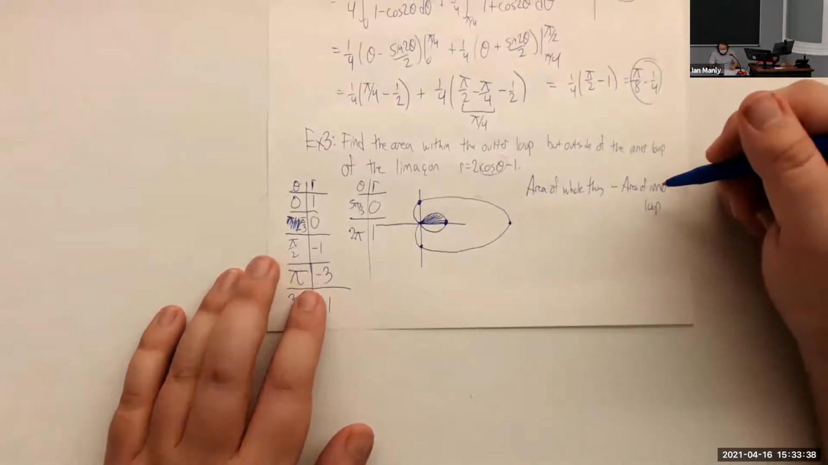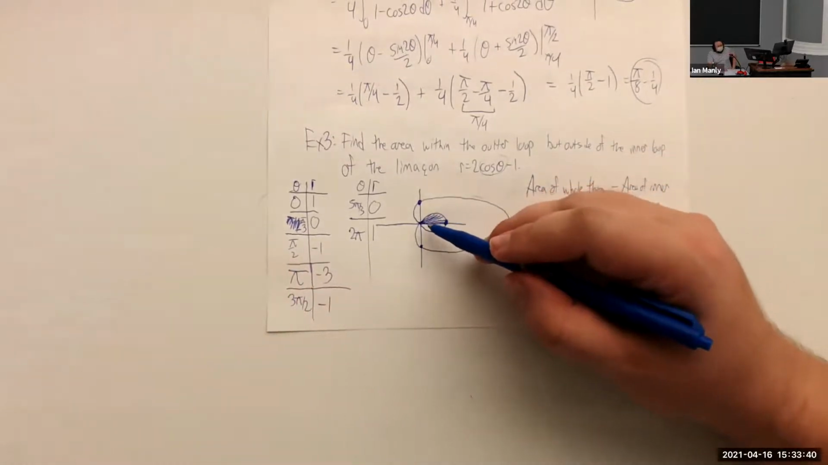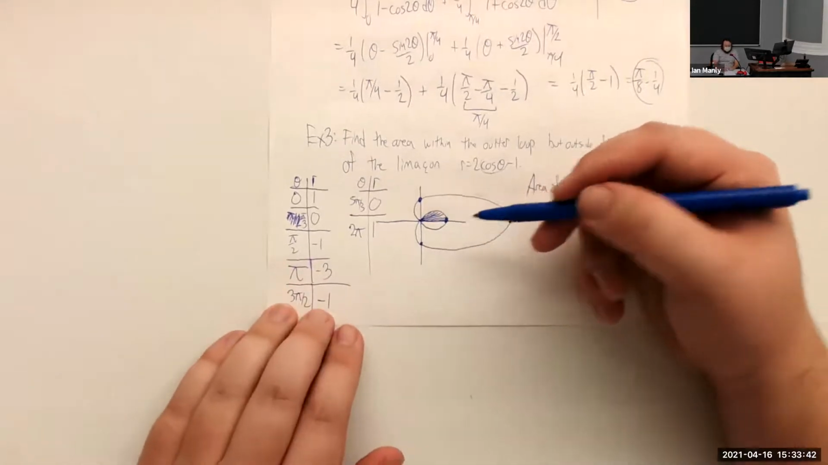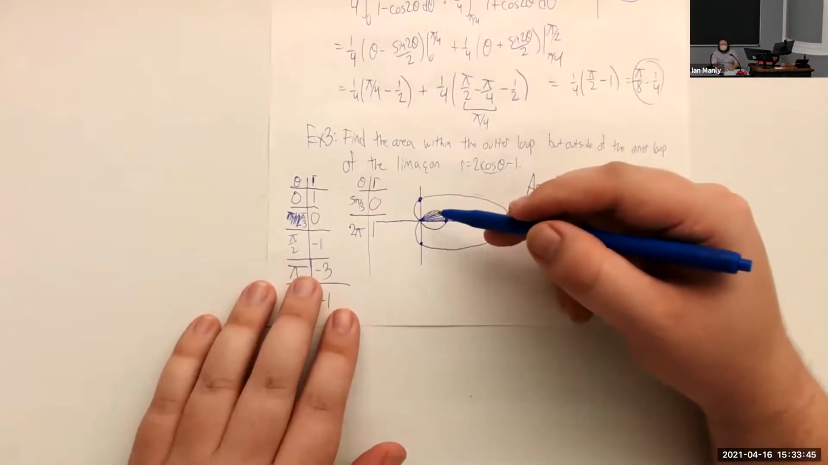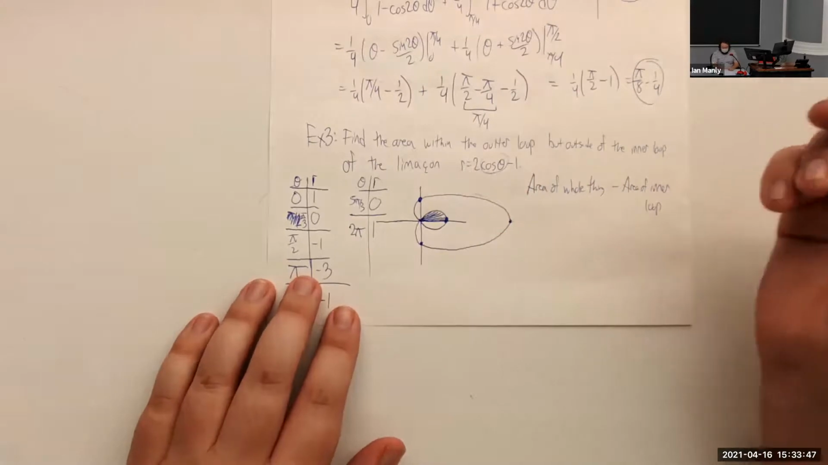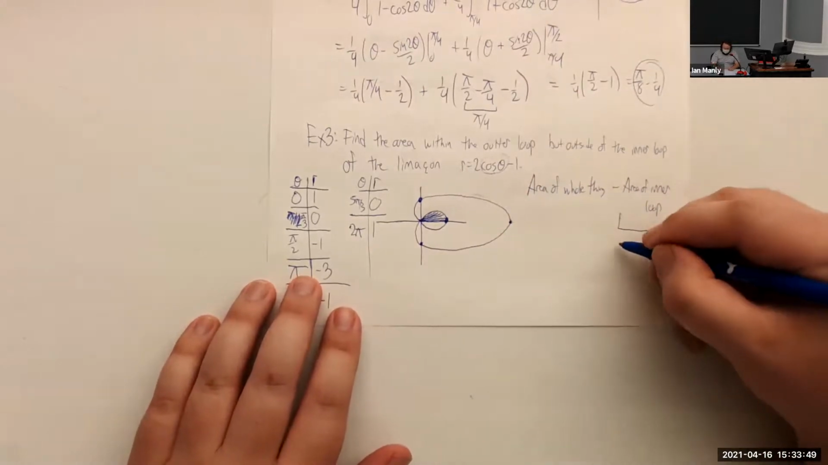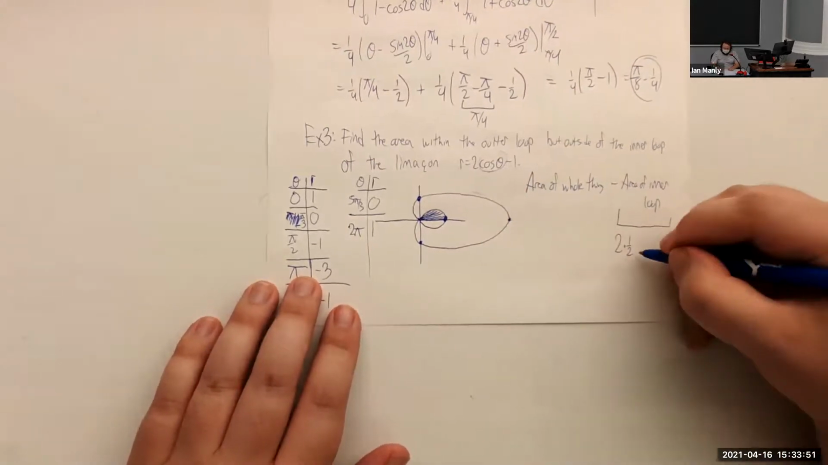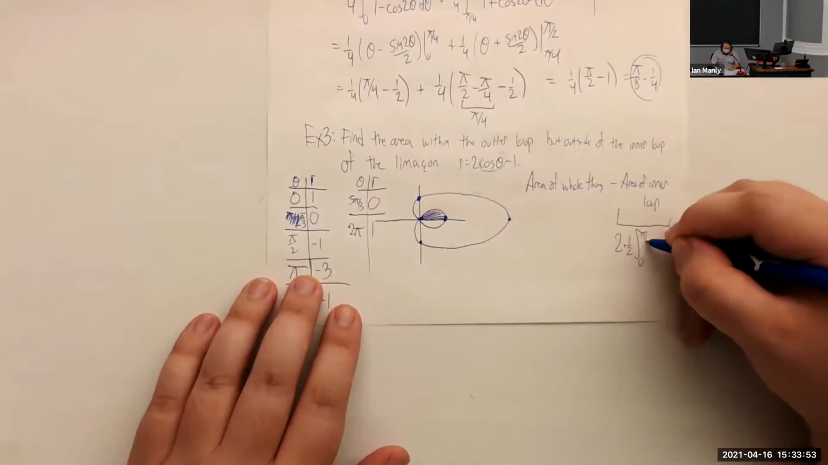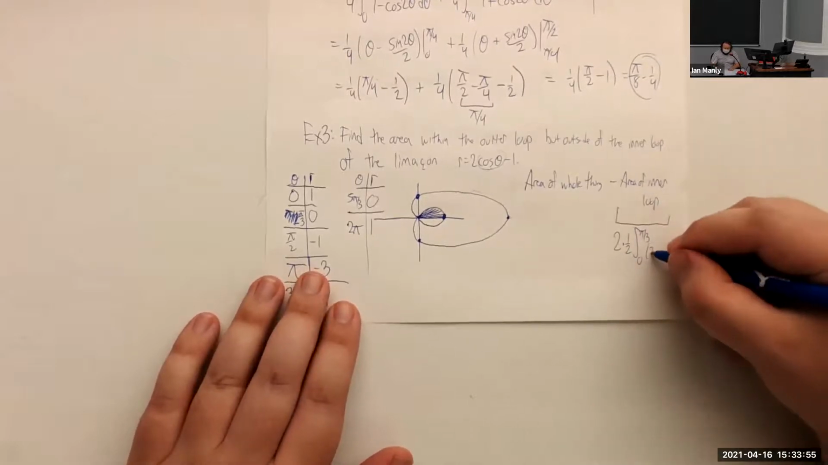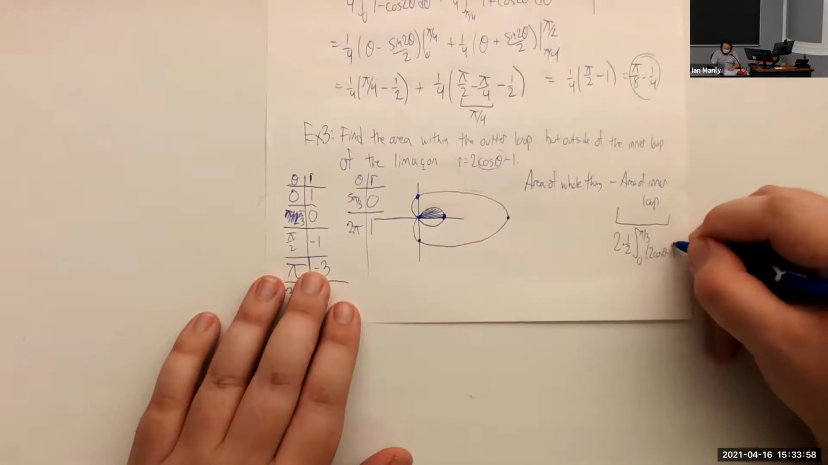All right, so the area of the inner loop. So we drew this from 0 to pi over 3, right? And that gave us half of that area. So why don't we just double that? So the area of the inner loop here is 2 times 1/2, the integral from 0 to pi over 3, and then we square this, excuse me.